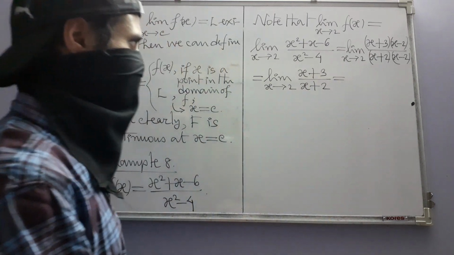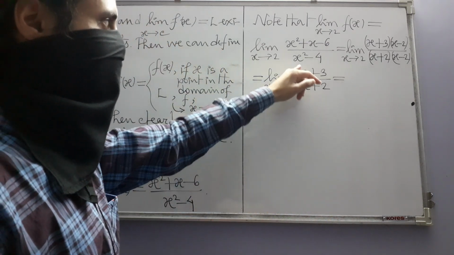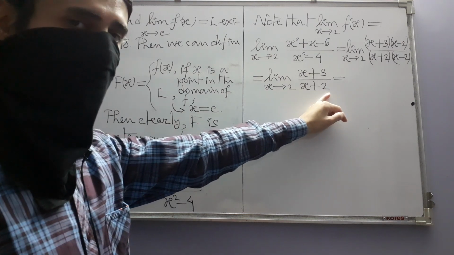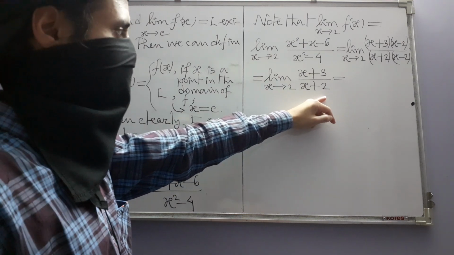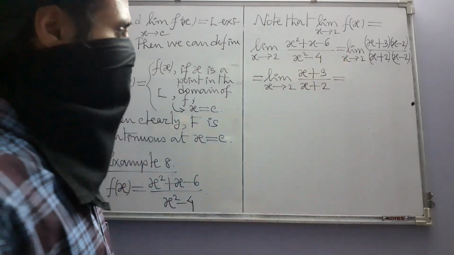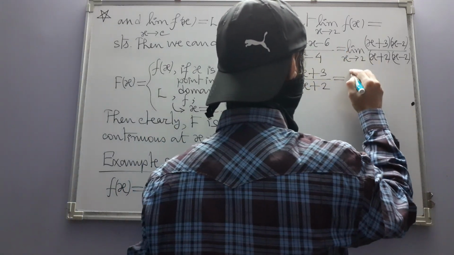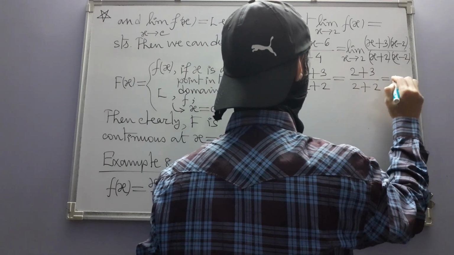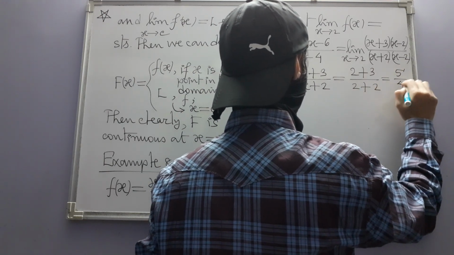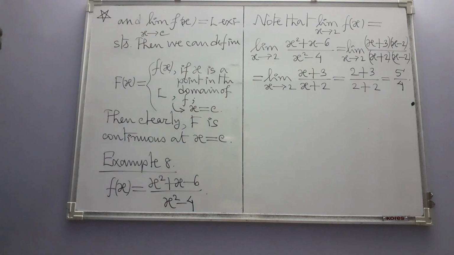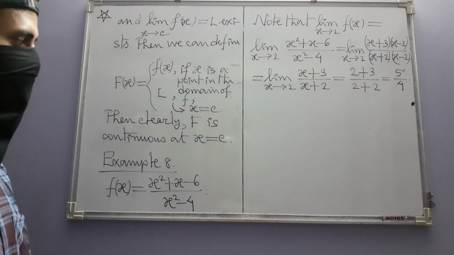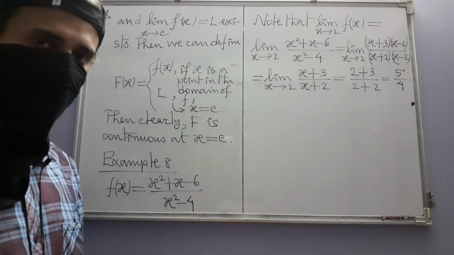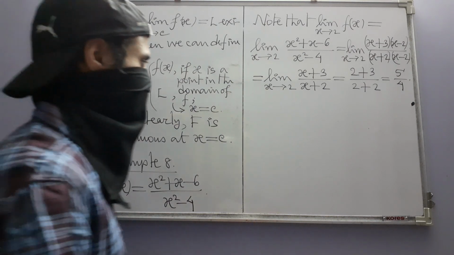But then by a previous result, if replacing the variable by this point does not produce any infinity or anything like that, then that will be the limit. In other words, it is just this, 5/4. So now we know what the limit of this is at x equal to 2. So we can now define the continuous extension.